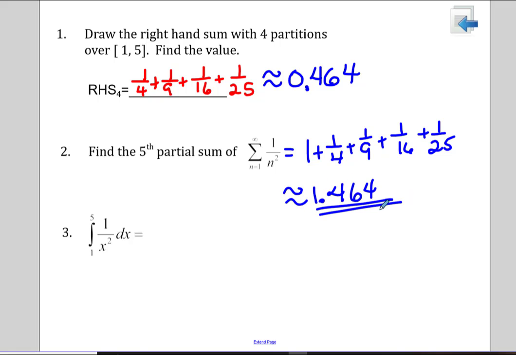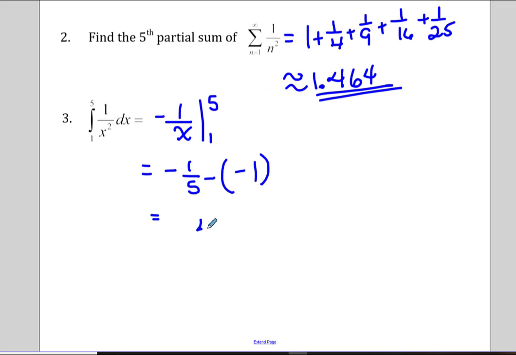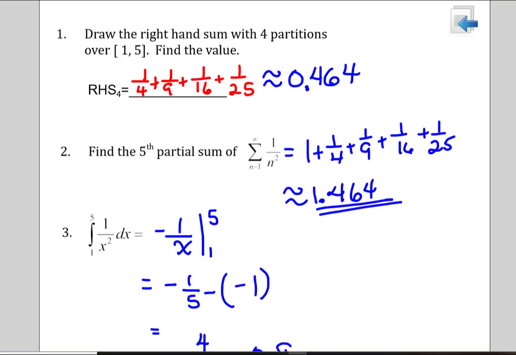So we want to compare that using the integral test. In the integral test, if we find the integral between 1 and 5 of 1 over x squared, our antiderivative is negative 1 over x, and we're looking between 1 and 5. So evaluating that would be negative 1/5 minus negative 1, and that would give us 4/5, or 8/10 if you went to a decimal. So it's adding up to be about 0.8. These first 4 gave us 0.464.